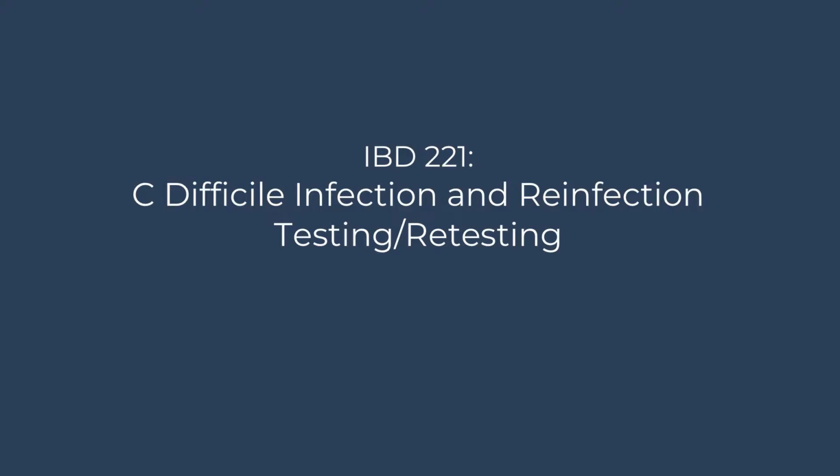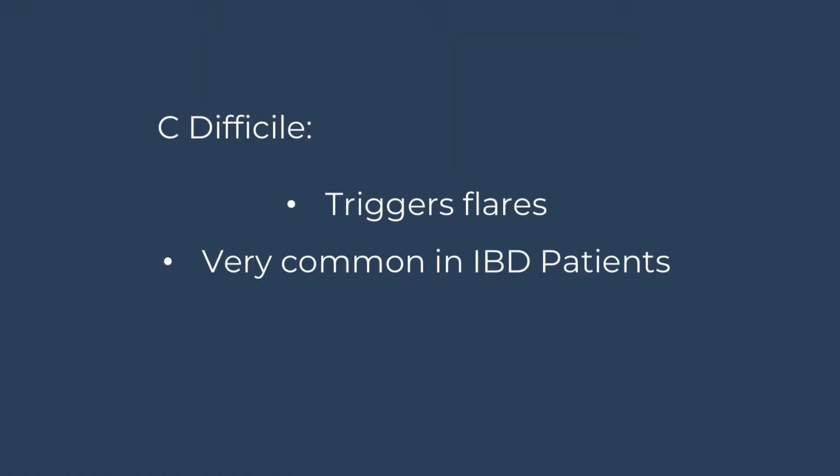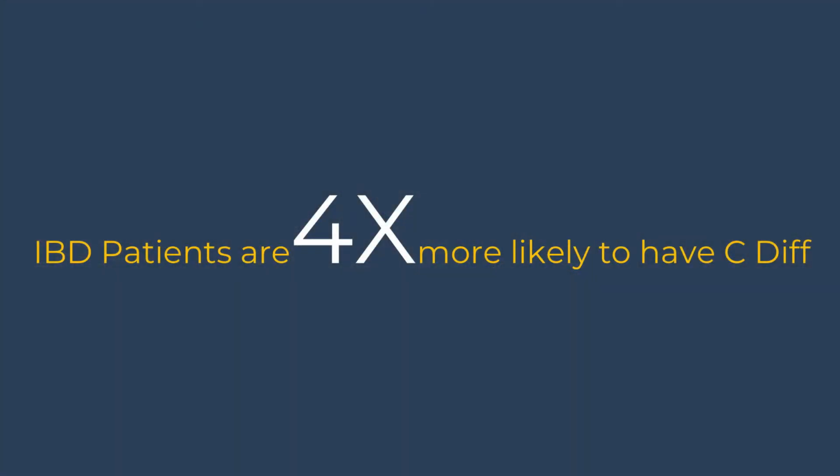In this video, we will be talking about C. difficile infection and reinfection, as well as testing and retesting. C. difficile, also known as C. diff, is the most common infection we worry about because it triggers flares and is very common in patients with Crohn's disease and ulcerative colitis. In studies, IBD patients are 4 times more likely to have a C. diff infection than other hospitalized patients. This infection is associated with increased disease severity and poorer quality of life.